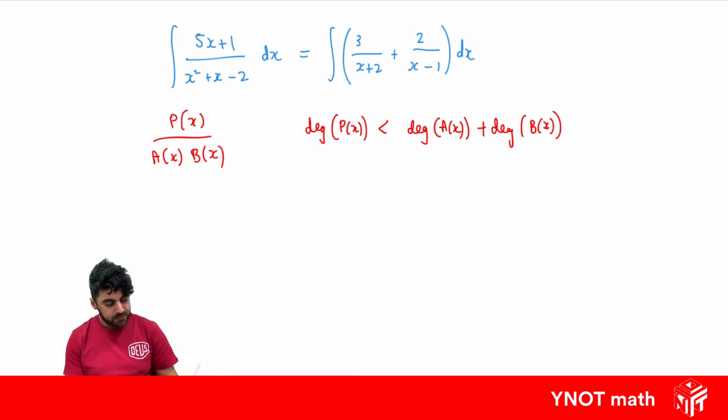And in this case, the degree of p(x) is the highest power in the polynomial of the numerator, which is 1. And the degree of a(x) is the highest power here, which is 1, plus the highest power in this denominator, which is also 1. And we get 1 is less than 2, so we know this is going to work out.